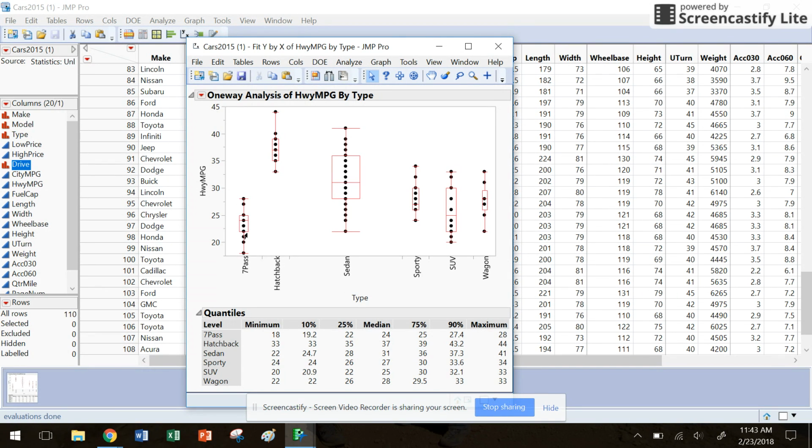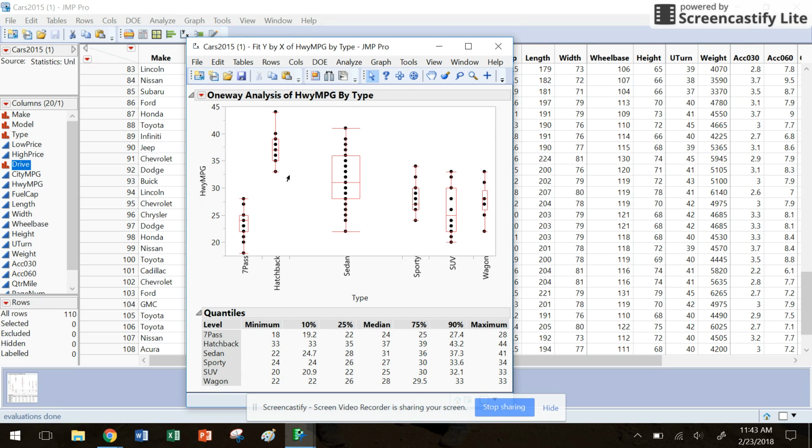Okay, so it'll overlay box plots on each of these. And as well, we'll get the quantiles split up by each category. So for instance, in the 7 passengers, their minimum was 18, their maximum was 28. Their fuel economy is not very good. The hatchbacks, though, their minimum is 33, their maximum is 44. And in between, we can see the 25% is the first quartile, the median, and the third quartile.